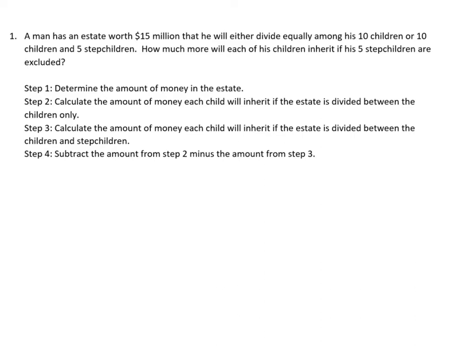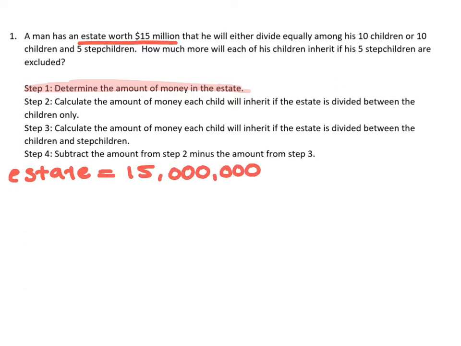Now, the first step is to determine the amount of money in the estate. So if I look back at the question, the estate is worth $15 million. So we know the value of the estate is 15 million. Now if I want to write 15 million as a number, it's 15 and then I add 6 zeros after it.